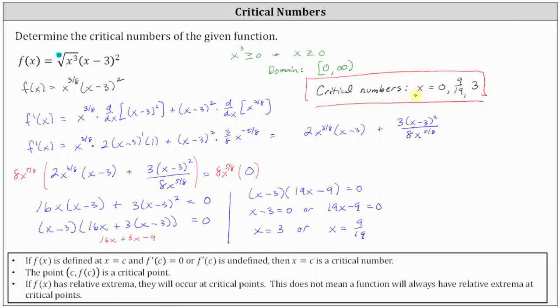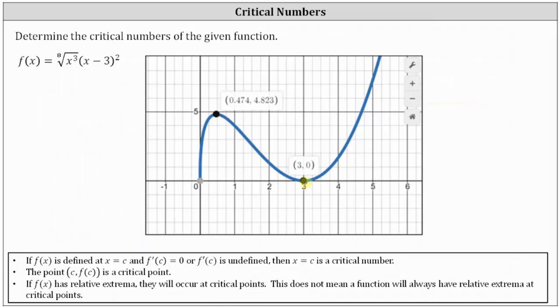So before we go, let's look at the graph. Analyzing the graph, at the critical number of x equals 0, we don't have a relative minimum here because remember, x equals 0 would have to be in some open interval, meaning we'd have to be able to approach x equals 0 from the left and right. So we don't have a relative extrema at x equals 0, but we do have a relative maximum at x equals 9/19, which is approximately 0.474, this point here. And we can also see we have a relative minimum at x equals 3.